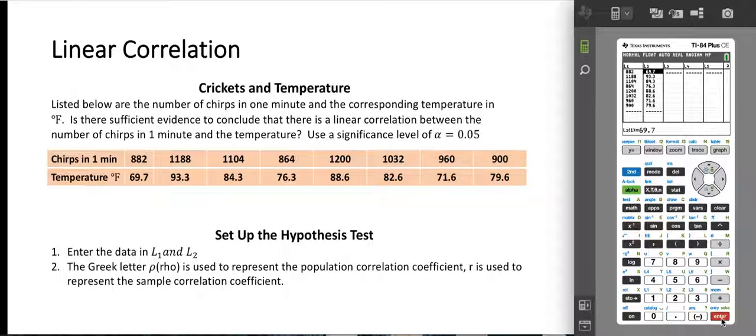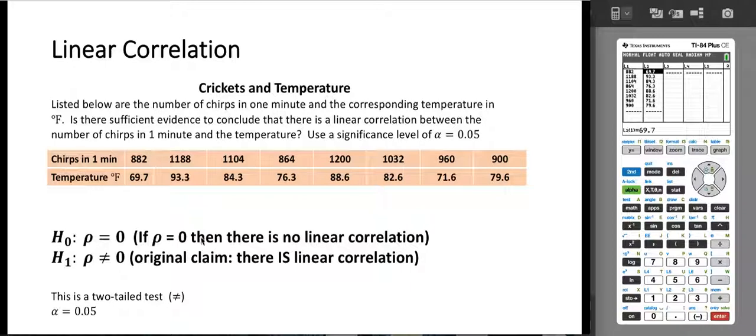Rho is used to represent the population correlation coefficient. Remember, we used sigma and S to talk about standard deviation: the population standard deviation would be sigma, and the sample standard deviation would be S. Remember those terms? So here in this section, the population correlation coefficient is rho. It looks like a P, but it's not pronounced P, it's pronounced rho. It's the Greek letter. And the sample correlation coefficient is R.